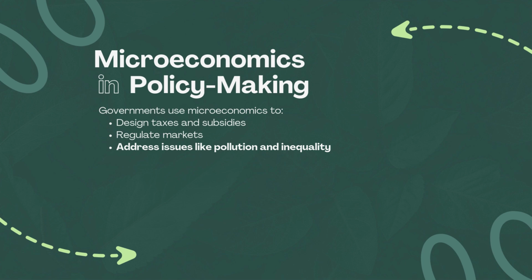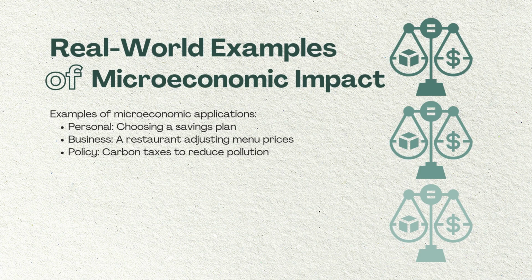Lastly, we have addressing market failures. Market failures occur when the free market fails to allocate resources efficiently, leading to negative outcomes like pollution or income inequality. Governments use microeconomic analysis to address these issues, such as by implementing environmental regulations to curb pollution or establishing minimum wage laws to reduce poverty.